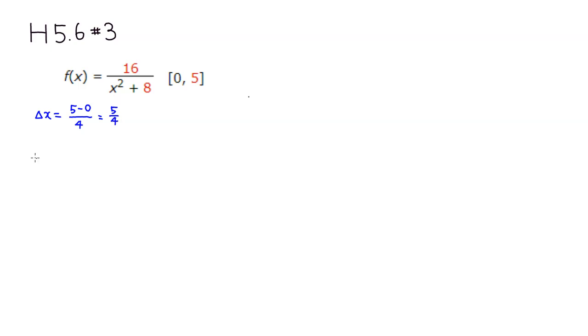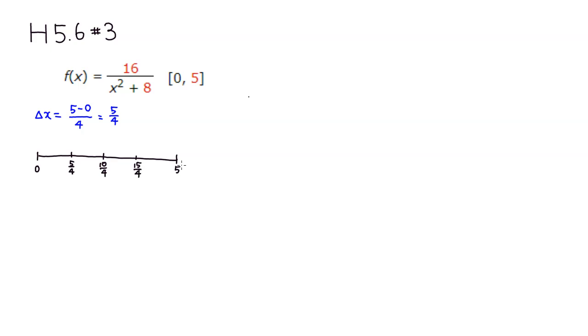So we're going to draw a number line from 0 to 5, and split it into 4 equal sections. Cut that in half, cut each of them in half. Delta x is 5 over 4, so this is 5 over 4 there, and then next is 10 over 4, then 15 over 4, and 20 over 4, which is equal to 5.